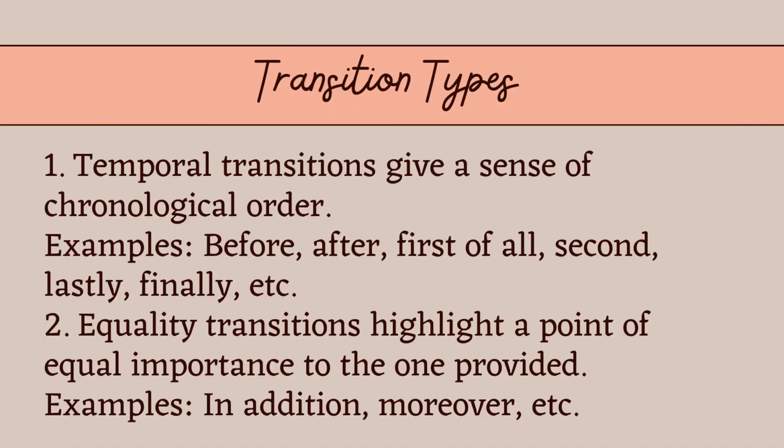Transition types. Number 1. Temporal transition. Gives a sense of chronological order. Examples: before, after, first of all, second, lastly, finally, etc. Second is equality transition. Highlights a point of equal importance to the one provided. Examples: in addition, moreover, etc.